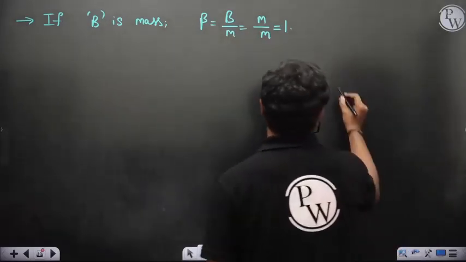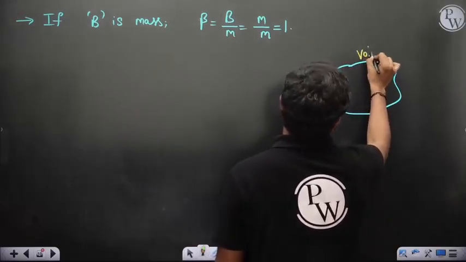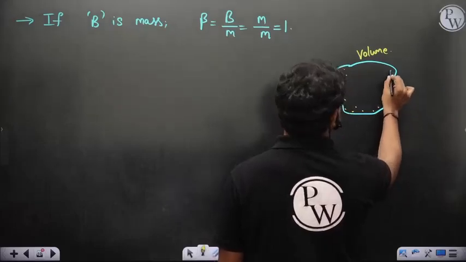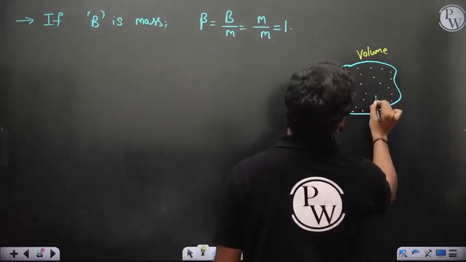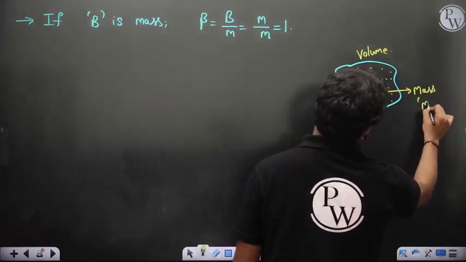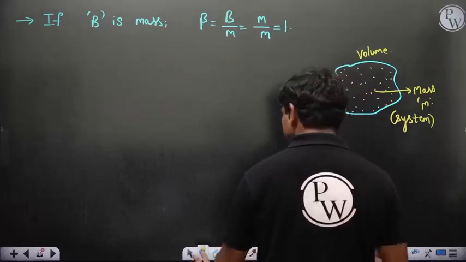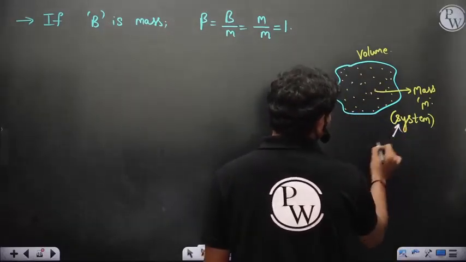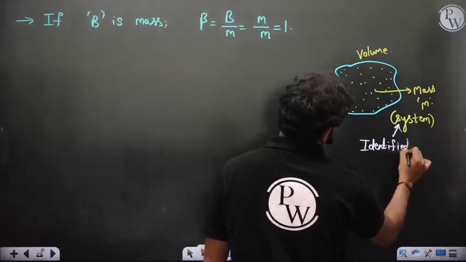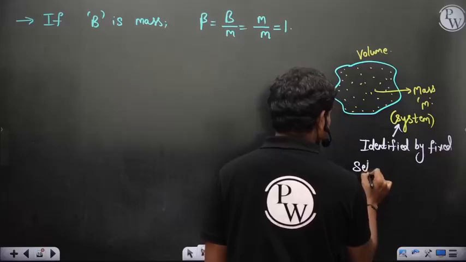Okay, so capital B is mass, then beta is equal to 1. Now I want to tell you one thing. I have a volume. In this there are some fluid particles like this. Okay, so if there are some fluid particles, it has some mass m. And this is my system. System is always identified by a set of particles. Okay, so system is basically control mass, identified by a fixed set of particles.